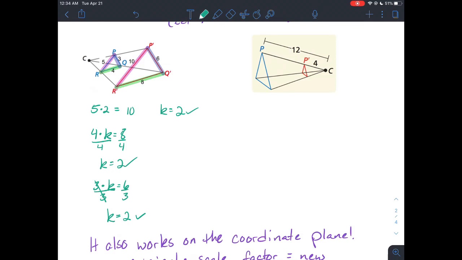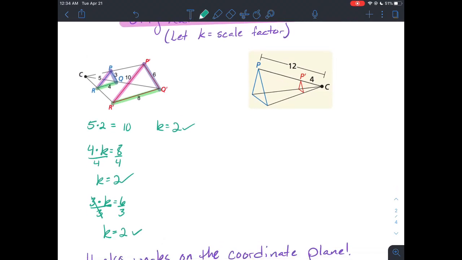Okay. On the next one, you got to pay attention to which is the original and which is the new. Whenever you see the prime, that's new. Prime means that's the new. Without the prime is the original. So if I want to figure out what is the scale factor, it might be very tempting to look at this and say, oh, 3. No. Original, which is 12, times our scale factor equals new, which is 4. So 12 times what equals 4?